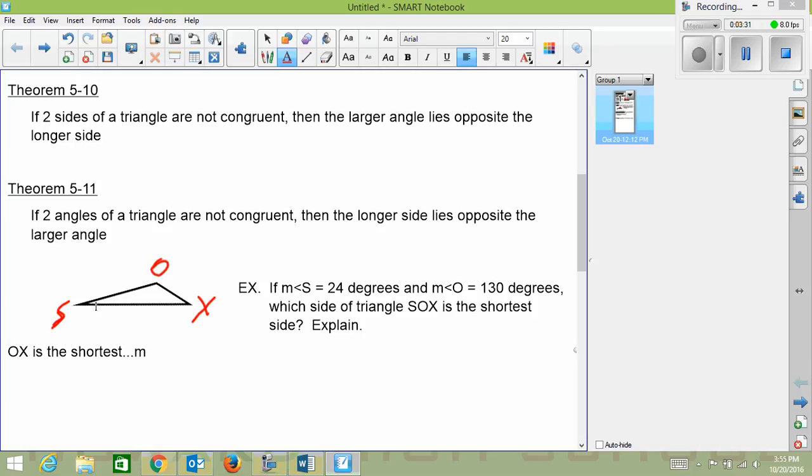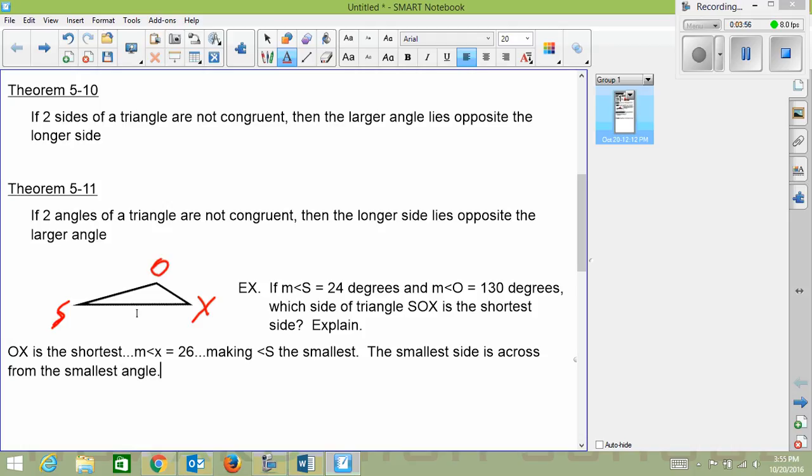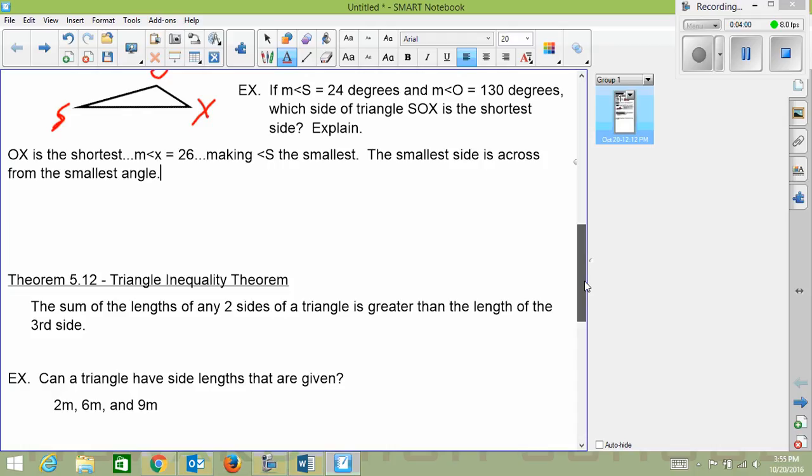How do we know that? Because the measure of angle X equals 26, making angle S the smallest. The smallest side is across from the smallest angle. That would be our proof there, or justification for making that assumption there.